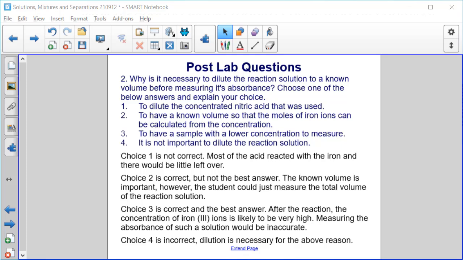After the reaction, the concentration of iron 3 ions is likely to be very high, which would give the solution a very deep color. Measuring the absorbance of such a solution would be inaccurate. We're talking it would be on the extremes of that standard curve. Choice 4 is incorrect. Dilution is necessary for that above reason.